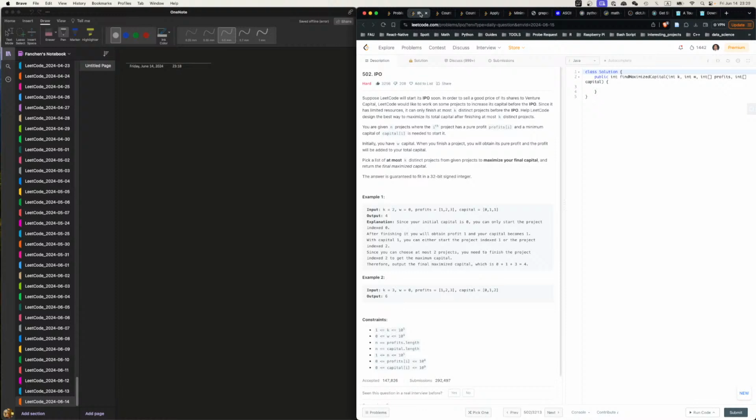Okay, so in this case, start is 0, so we can only get 0, so we get 1. And now we find a 1 will give us 3, so we'll be 4. W is the capital, the initial capital. So basically, yeah, it's optimization, right?